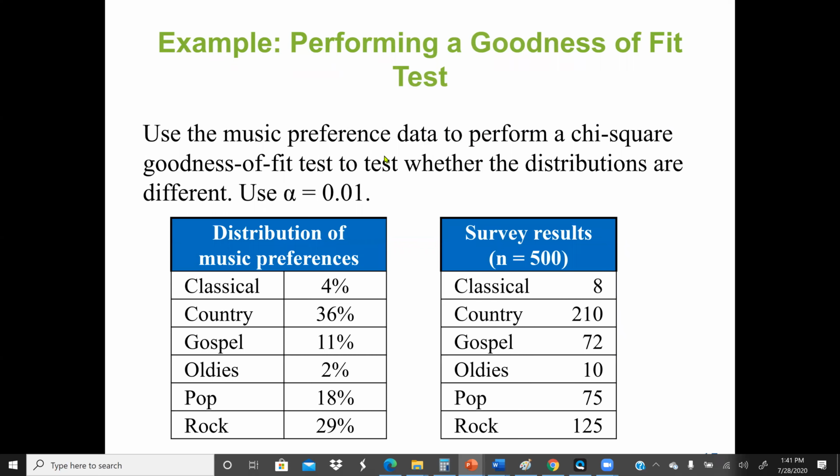Using the music preference data, perform a chi-square goodness of fit test to test whether the distributions are different. We're going to use alpha equal to 0.01. The distribution of music preferences is what is given to us, and this is again the percentage. Then the actual survey result is also given here. We know the total survey is 500, so we have the values for classical, country, gospel, oldies, pop, and rock.